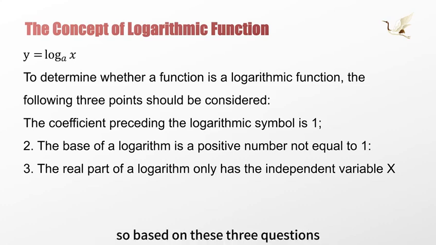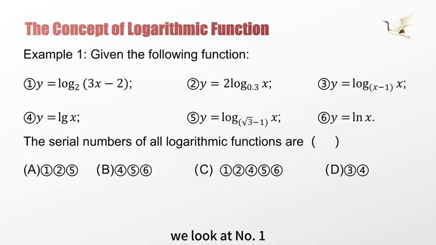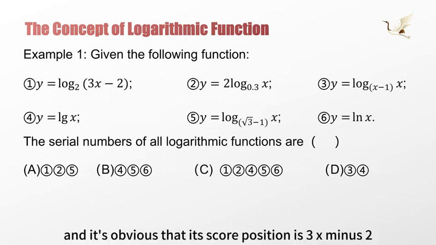So, based on these 3 points, let's take a look at this question again. Which one do you think is correct? We look at number 1, and it's obvious that its true number is 3x minus 2, not just x.